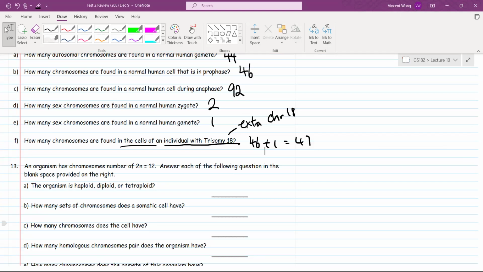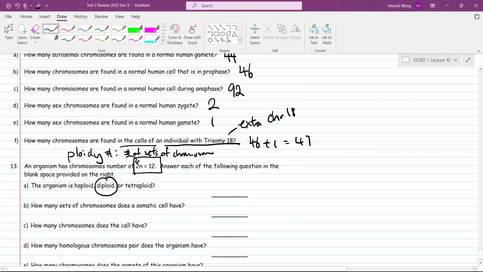All right, next one. Sorry, this is 2n equals 12. So the organism is diploid. This number tells you the ploidy. If it's 3n, then it's triploid. If it's 4n, then it's tetraploid. This is 2n, so it's diploid. And the ploidy is also the number of sets of chromosomes. So because it's diploid, there will be 2 sets of chromosomes.